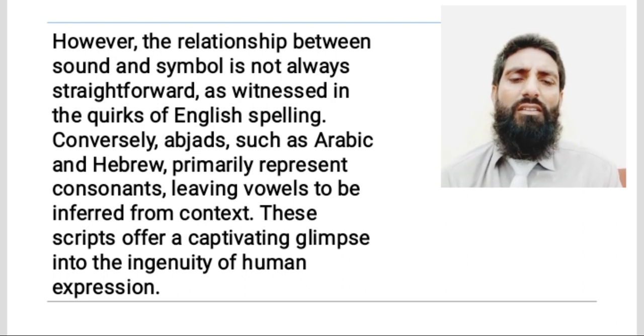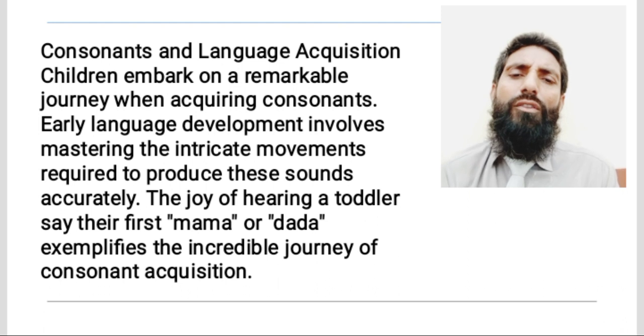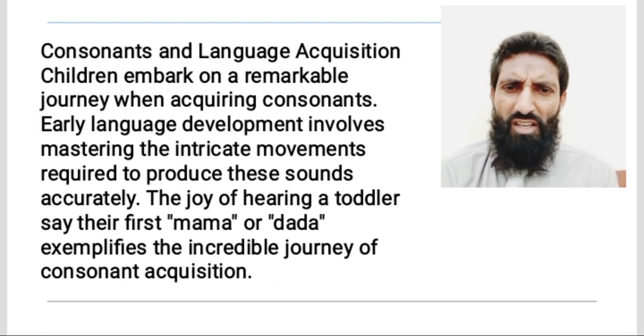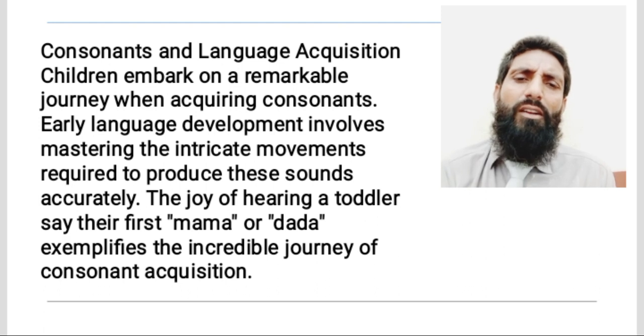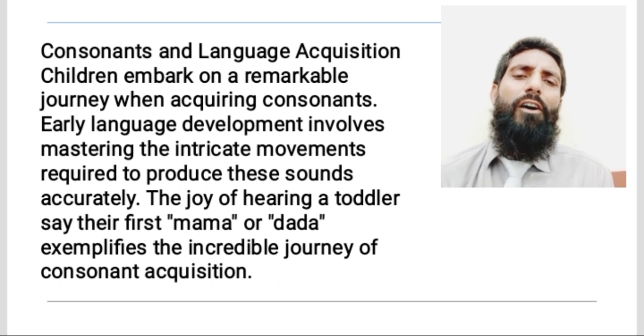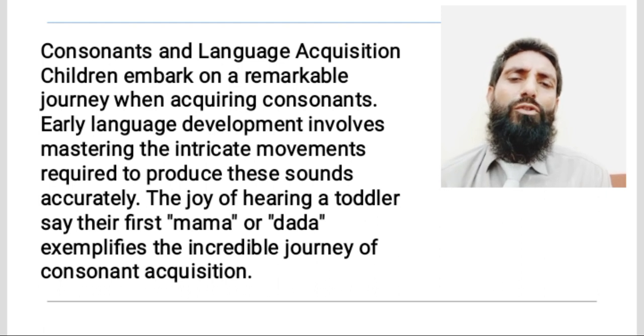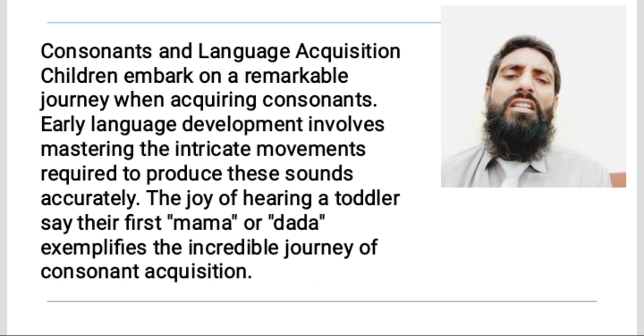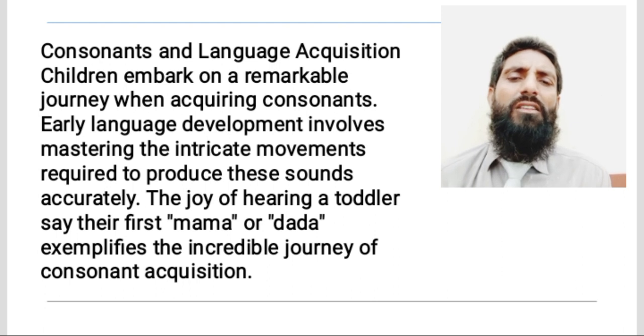Consonants and language acquisition. Children embark on a remarkable journey when acquiring consonants. Exactly, when children are learning consonants, it is like a very peculiar and alluring journey. Early language development involves mastering the intricate movements required to produce these sounds accurately. The joy of hearing a toddler say their first mama or dada exemplifies the incredible journey of consonant acquisition.